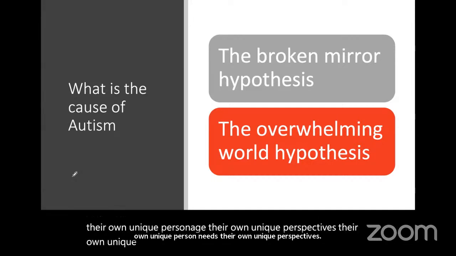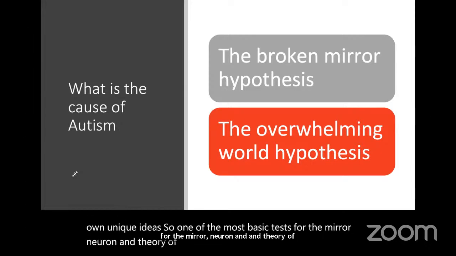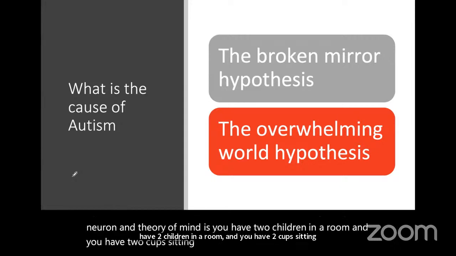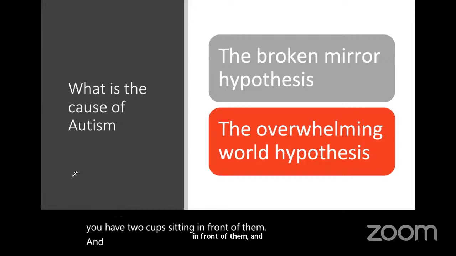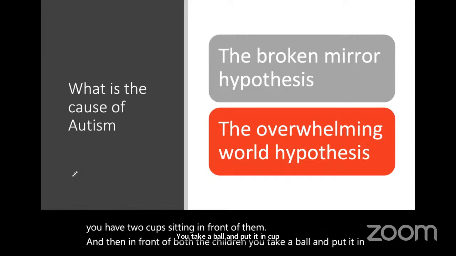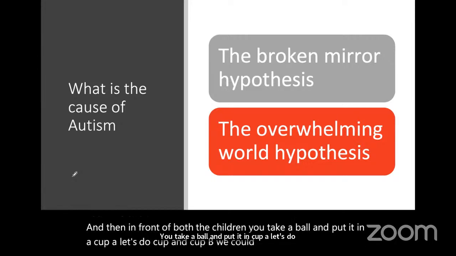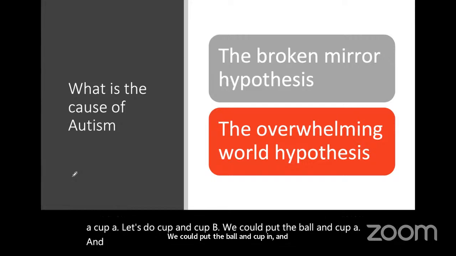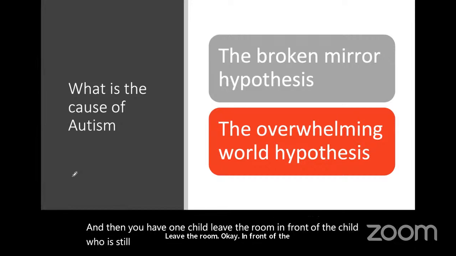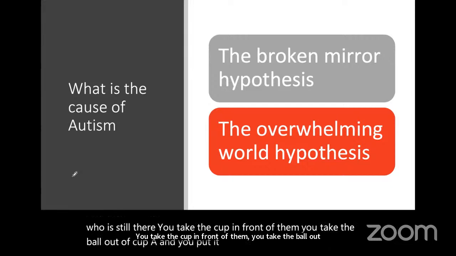So one of the most basic tests for the mirror neuron and theory of mind is you have two children in a room and you have two cups sitting in front of them. And in front of both the children, you take a ball and put it in cup A. Let's do cup A and cup B. You put the ball in cup A, and then you have one child leave the room, okay? In front of the child who is still there, you take the ball out of cup A and you put it in cup B.